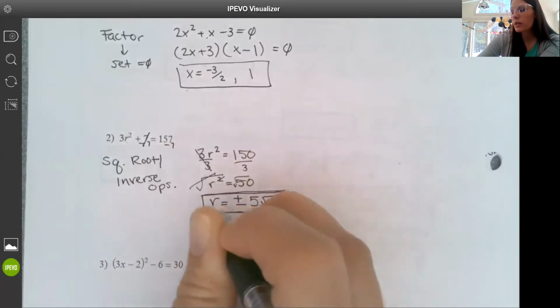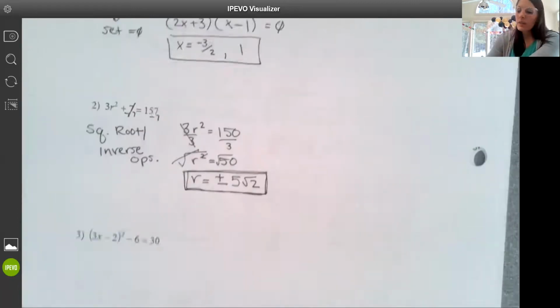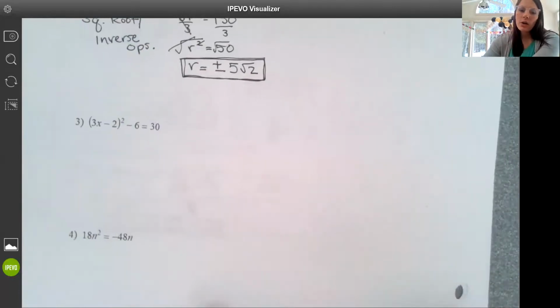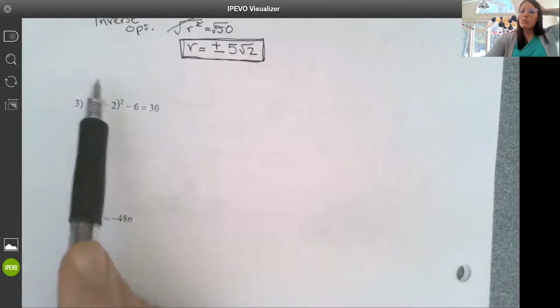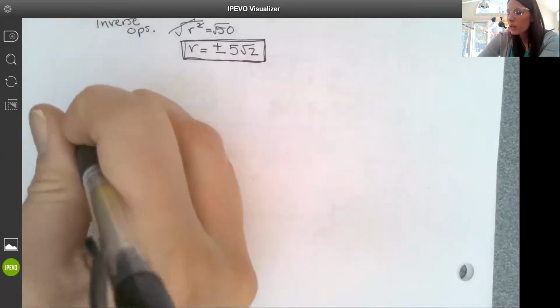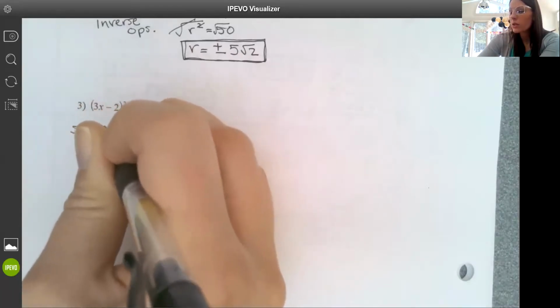Okay, so best method there was square roots. On number 3, again, this looks like here, where I have that parentheses squared. Now, like we did in the notes yesterday, I could try to factor that by multiplying that out and then getting it set equal to 0. But the best method to start with here is using square roots or inverses.